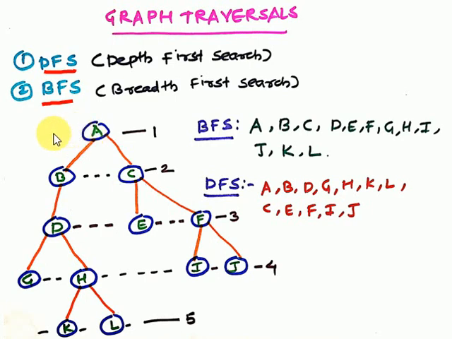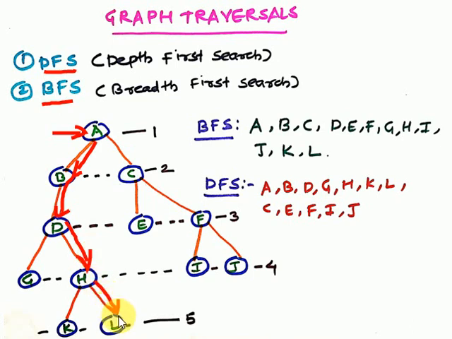So I want to perform a DFS traversal on the given graph starting from vertex A. So first of all I'll go to vertex A, then I'll go to vertex B which is adjacent to A, then the next vertex connected with B is D, so I'll go to D, then the next connected with D is H, and let's say I'll go from H to L.